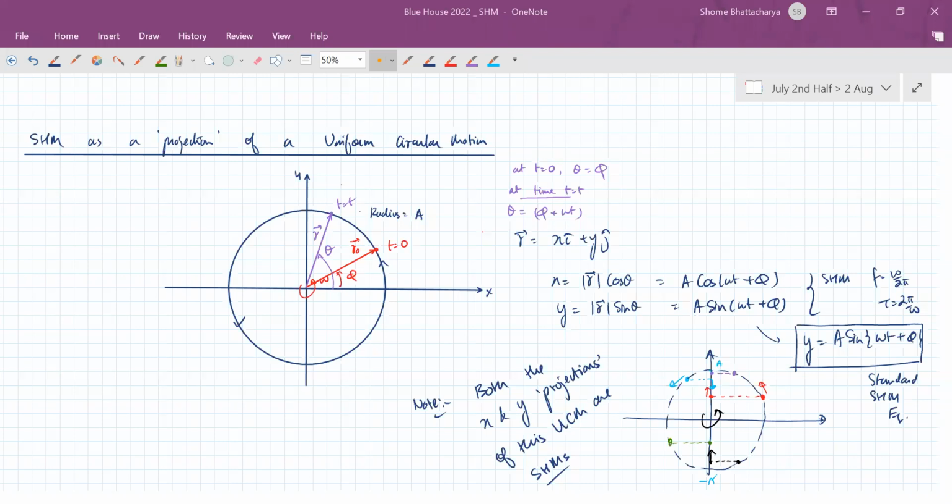So what have you written in the note? Projections of this uniform circular motion, UCM.